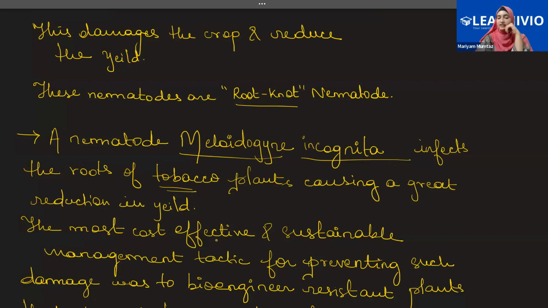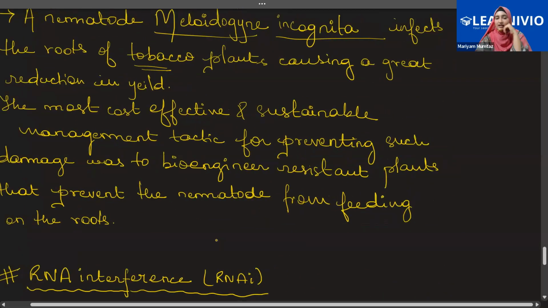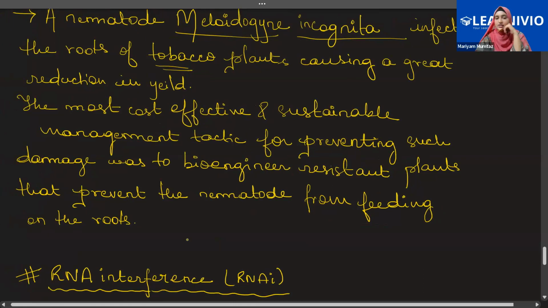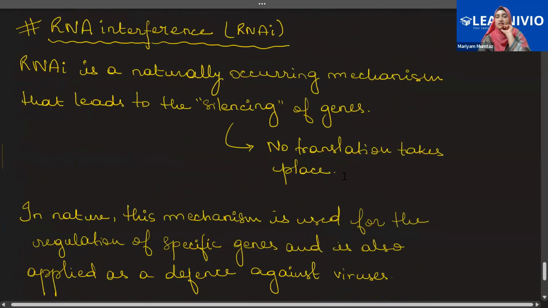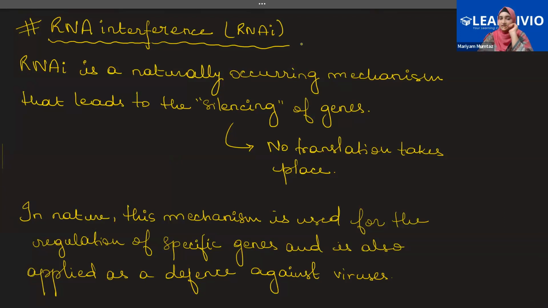Now, the most effective and sustainable management tactic for preventing such damage is to engineer a resistant plant, just like how we made a plant resistant to the bacillus, right? The same way, we are now going to make a plant that is resistant to Meloidogyne incognita. And the process that we are opting for is RNA interference or RNAi. Now, this is a naturally occurring mechanism.